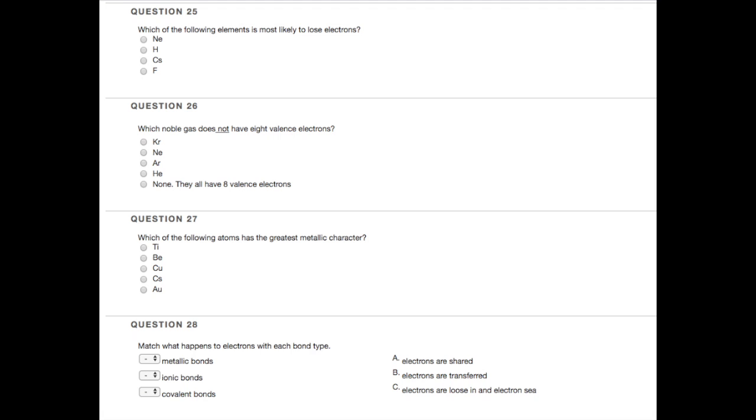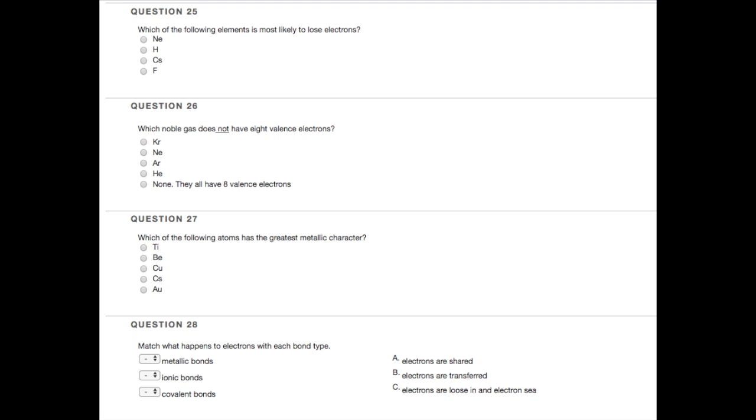And if we look at neon, that's a noble gas. It certainly is not metallic. It doesn't want to lose electrons at all. Fluorine is a nonmetal. It wants to gain electrons. And hydrogen, even though it's in group one, is considered a nonmetal because it's only got one valence electron and likes to share electrons. So it would be cesium.